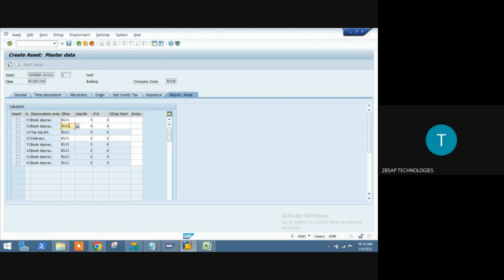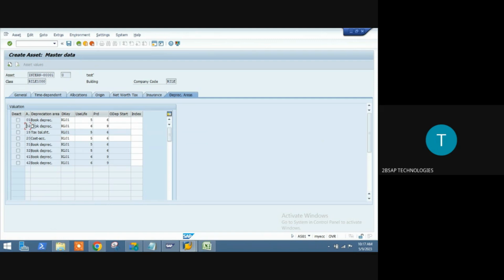So in India, they say furniture is 10 years. In US, they say furniture is 12 years. So 01 is India related, 02 is US related.